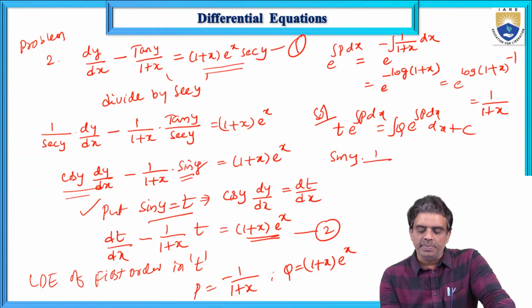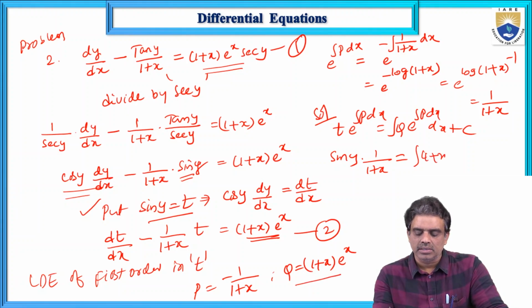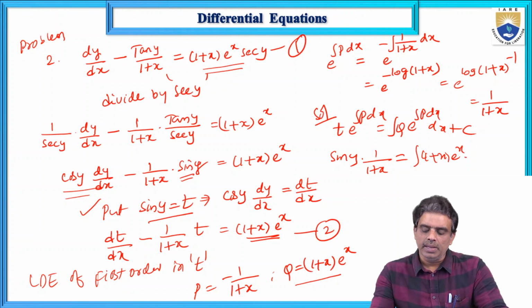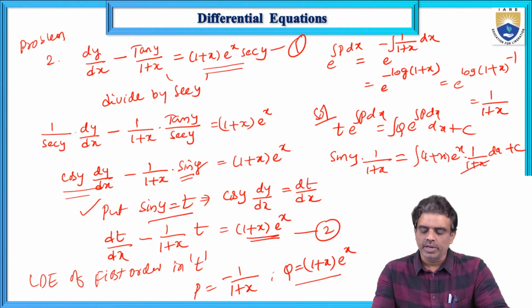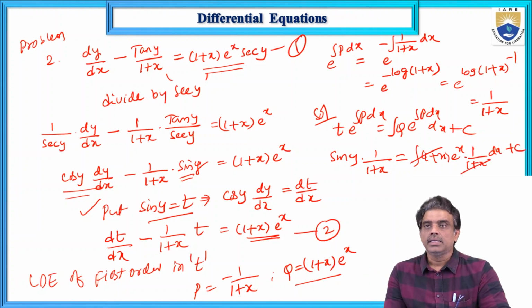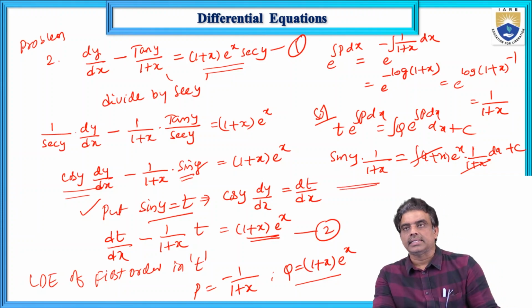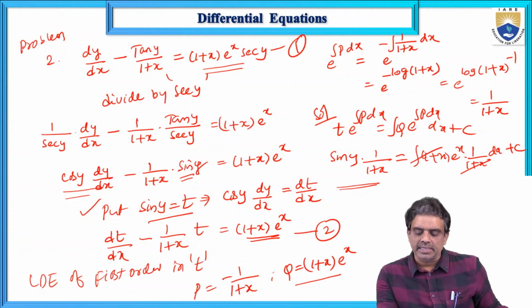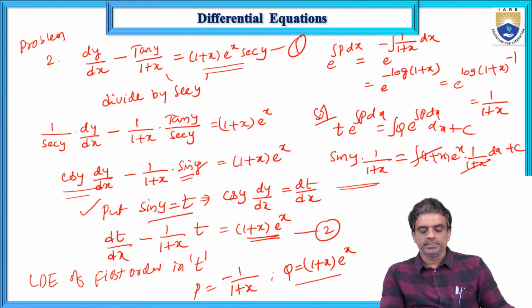And e power integral p dx is 1 by 1 plus x, is equal to integral q. What is q? Q is equal to 1 plus x into e power x. So 1 plus x of e power x into e power integral p dx, 1 by 1 plus x dx, plus c. So 1 plus x gets cancelled and the solution will be sin y by 1 plus x is equal to integral e power x, that is e power x only, plus c, which is the required solution.